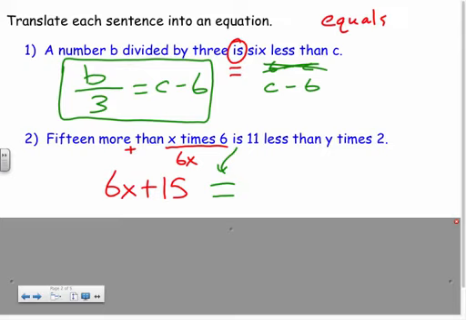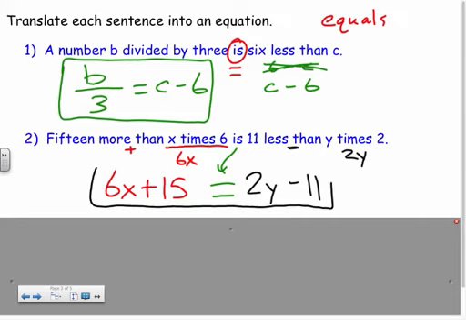And looking at the right side, 11 less than y times 2. Same thing, y times 2, we're going to write as 2y. And 11 less than that amount, so I have to subtract it from that 2y. Remember, I know it's subtraction, but that less than tells me I got to take it away from 2y. So 2y minus 11. So here's my equation. 6x plus 15 equals 2y minus 11.